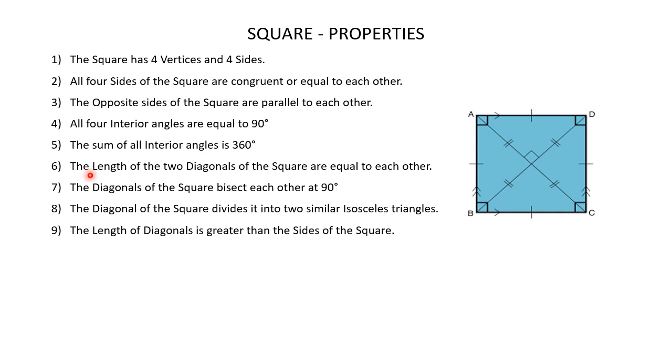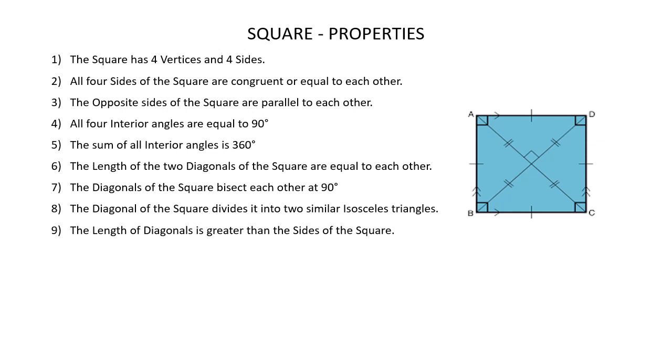The length of the two diagonals of the square are equal to each other. This means AC is equal to DB. The diagonals of the square bisect each other at 90 degrees. This means AC bisects DB at right angles, which means each of these angles is equal to 90 degrees.